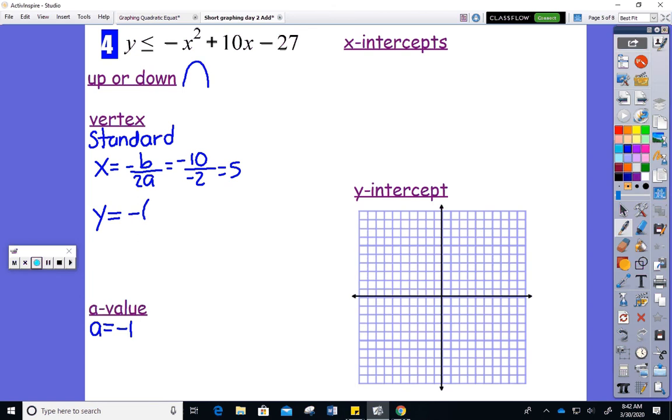So it's going to be negative 5 squared plus 10 times 5 minus 27. That's going to be 5 times 5 is 25 times that negative, plus 50 minus 27. I'm seeing that these are -25 plus 50, so that's working out to -2. So my vertex is at 5 comma -2. So I'm going to plot my vertex, 1, 2, 3, 4, 5, -2.